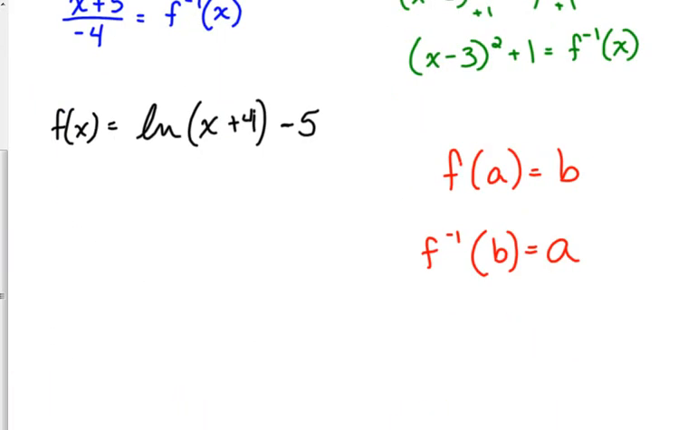Okay, one more typical example that we may run into is something with a natural log. Okay, so let's say, for example, our function is the natural log of x plus 4 minus 5. Again, begin by switching x and y. This time, similar to the square root, we're going to start by adding that constant that's on the end, add 5.